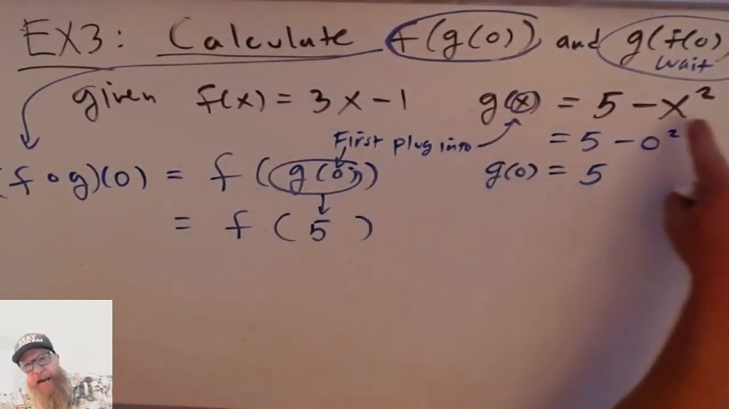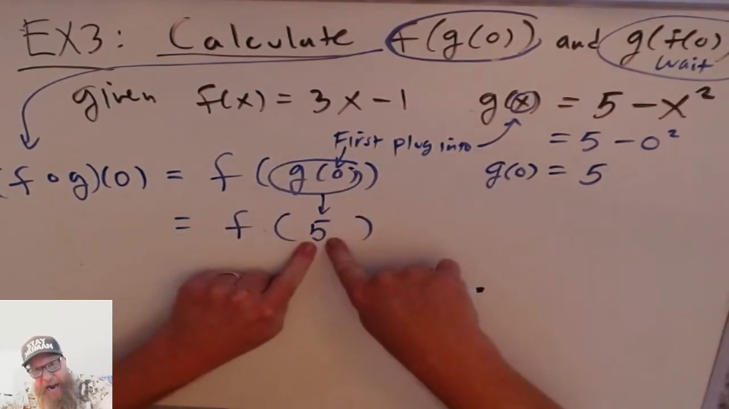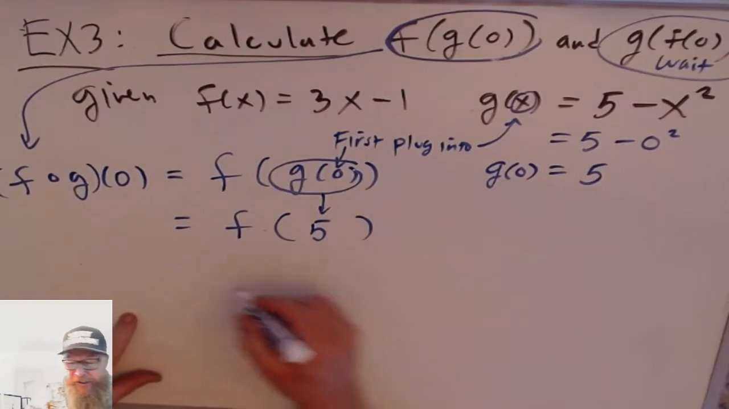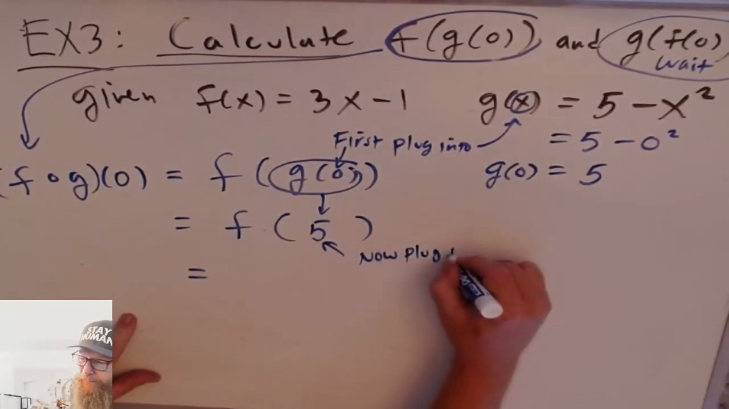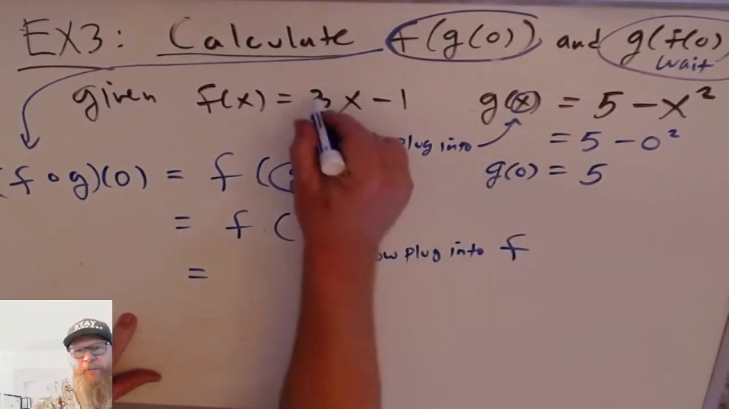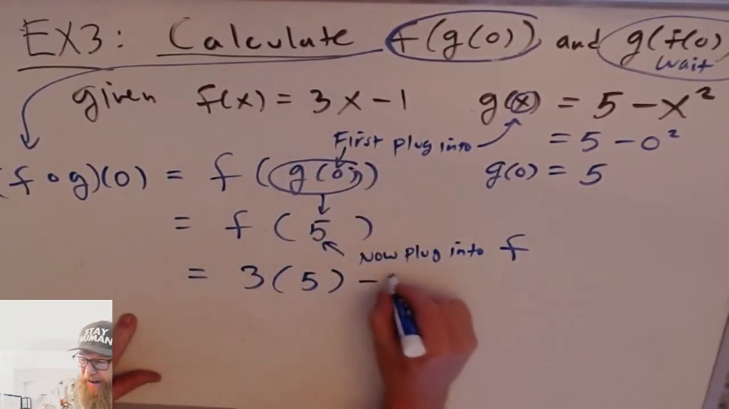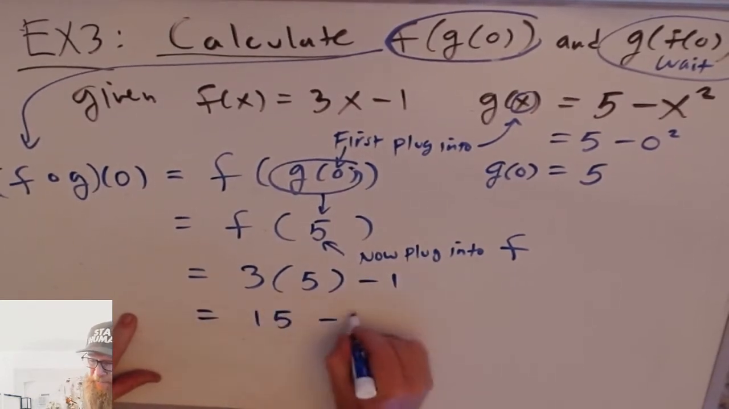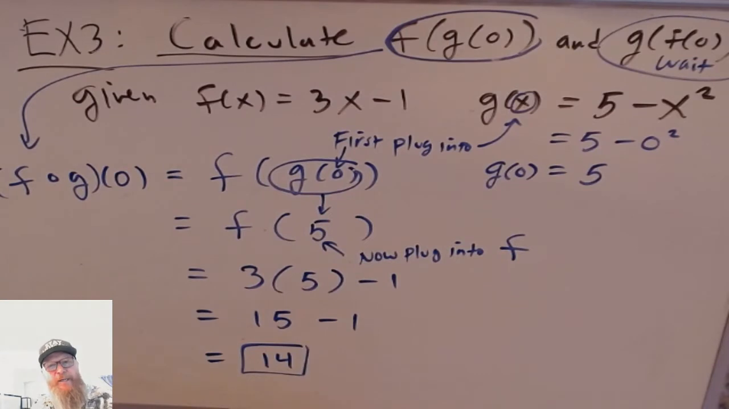So G ran the first part of the race. It got all the way to 5. And then now 5 goes into F and F finishes the race. So plug it into F. 3 times 5 minus 1, 15 minus 1, and the final result is 14.